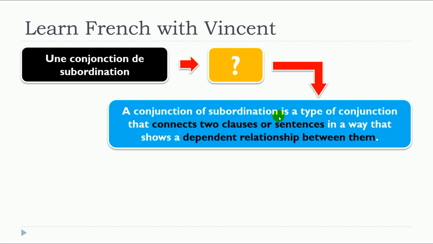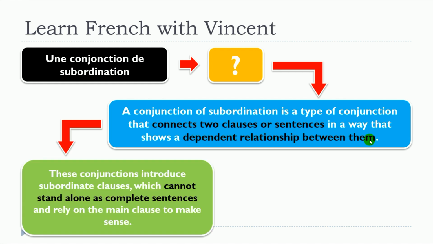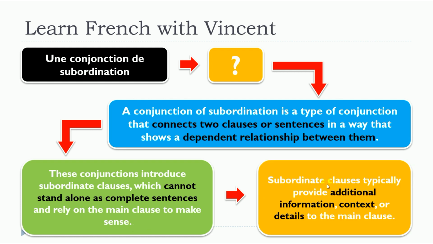A conjunction of subordination is a type of conjunction that connects two clauses or sentences in a way that shows a dependent relationship between them. This is really, really important, this concept of dependent relationship between them. So these conjunctions introduce subordinate clauses which cannot stand alone as complete sentences. So this is the second important thing. These clauses cannot stand alone as complete sentences, and they rely on the main clause to make sense. The subordinate clauses typically provide additional information, context, or details to the main clause.